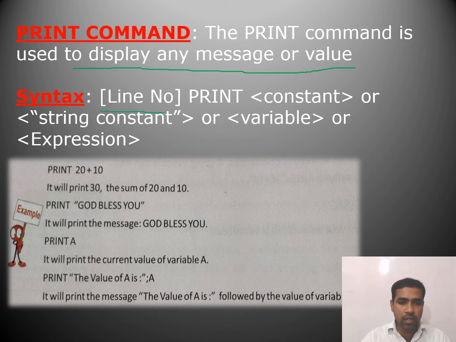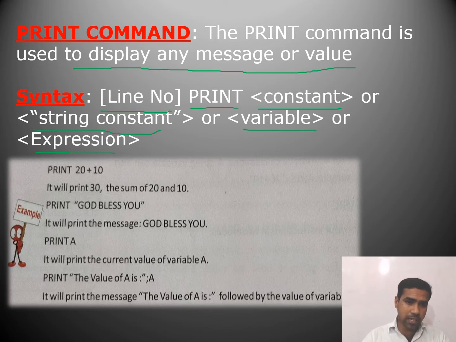Here also you have to write the line number, then the print command, then the constant or the string constant; any one constant data type you have to define. There are two kinds, the constant data type or the variable data type. You can define a constant, or else you can define a string variable. In a string variable you can store numbers as well as alphabets, so we can use the string constant also. Then the variable or the expression: whatever message you want to display on the output, you write in the expression or in the variable. So this is the syntax of the print command.